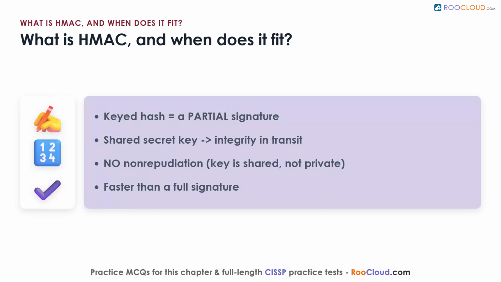What is HMAC, and when does it fit? HMAC is a keyed hash that acts as a partial signature. Using a shared secret key, it guarantees integrity in transit, so only parties who hold that key can generate or check it. But because the key is shared rather than private, it cannot provide non-repudiation. Anyone with the key could have produced it, so it proves nothing about which specific party did. Its upside is efficiency. HMAC sits between a plain unkeyed hash and a full, computationally heavy digital signature, making it a good fit where symmetric key cryptography is already appropriate.